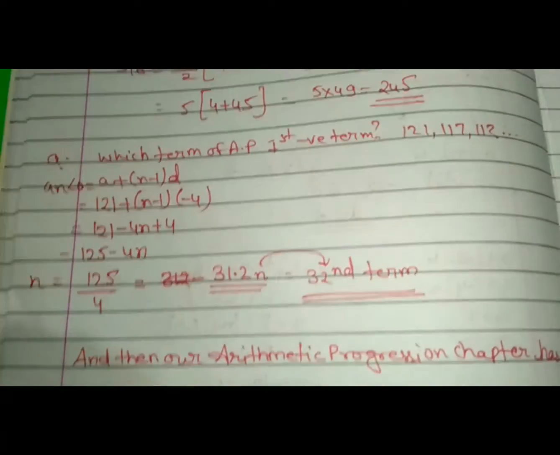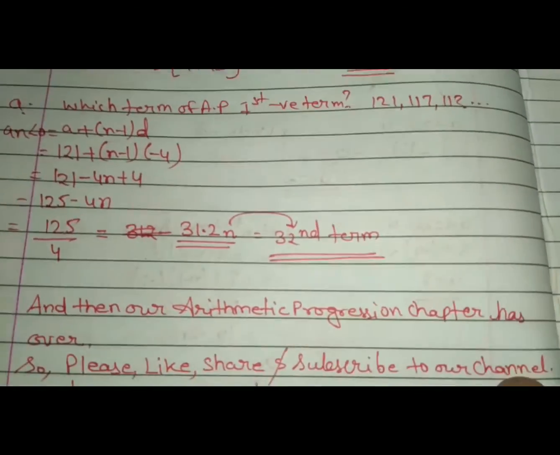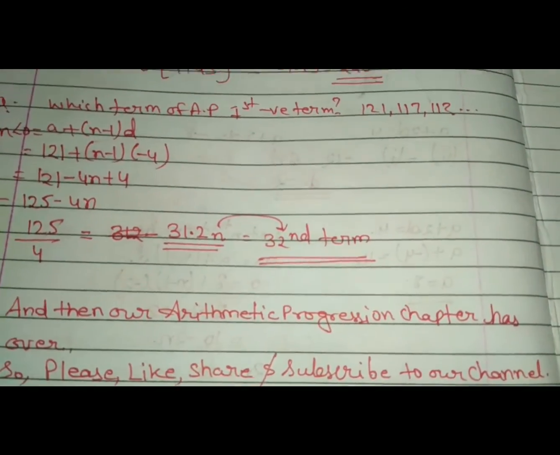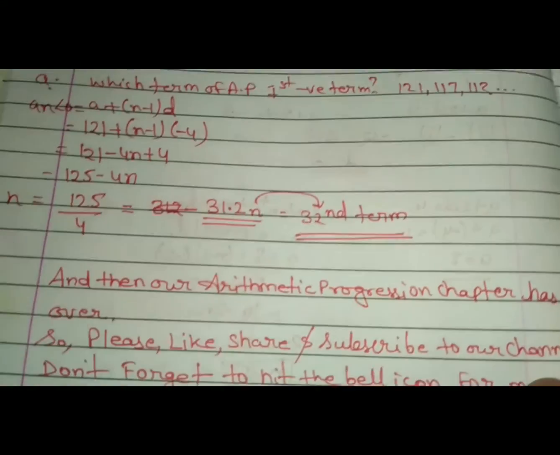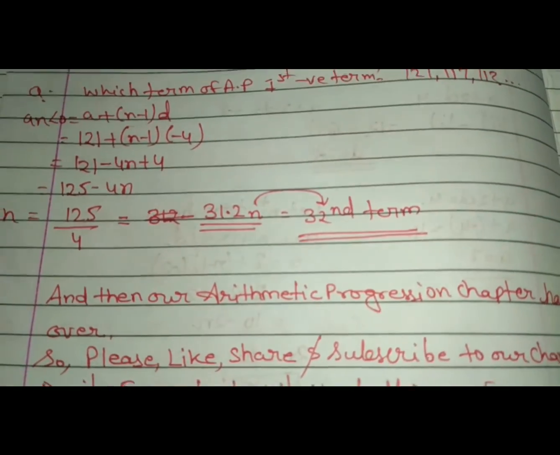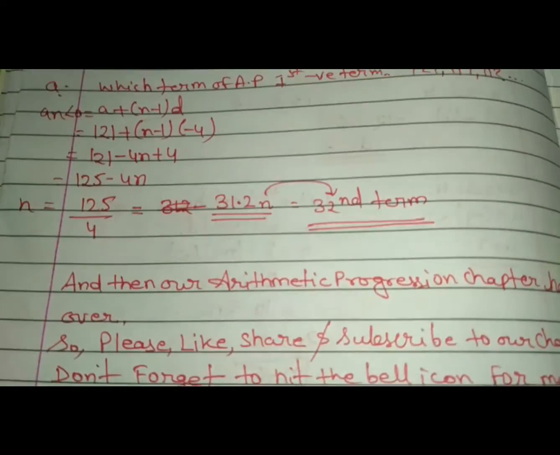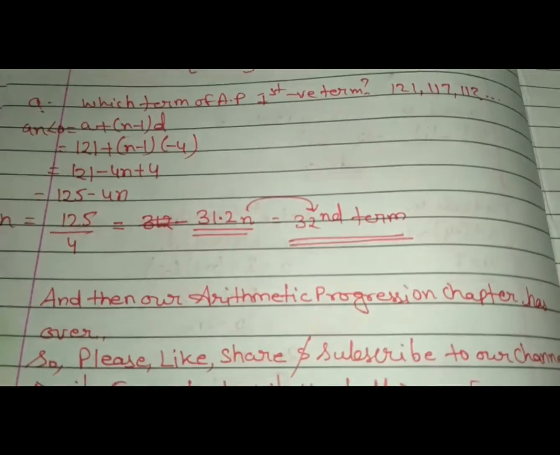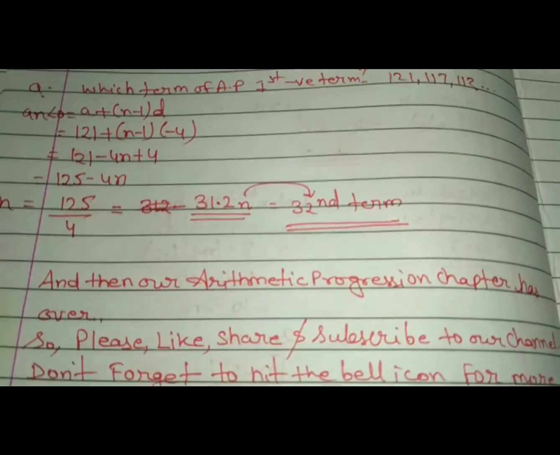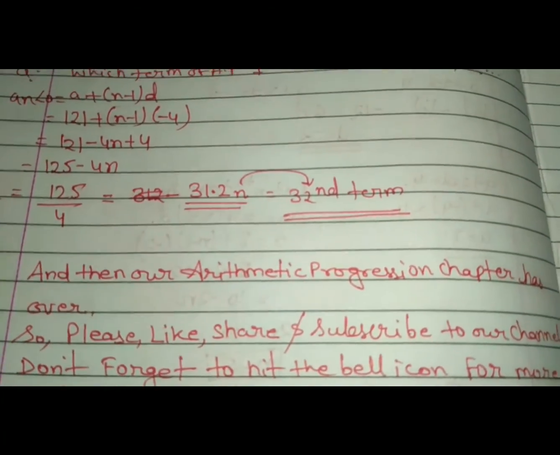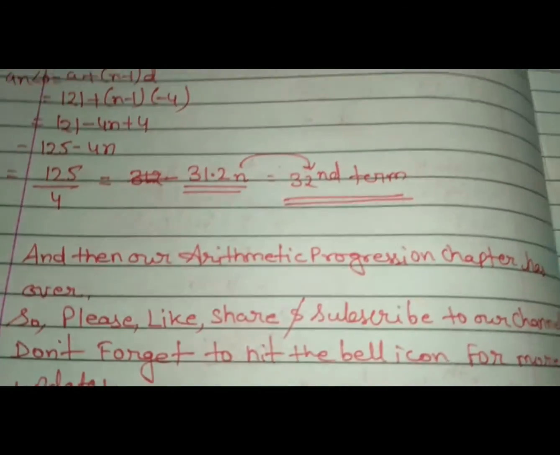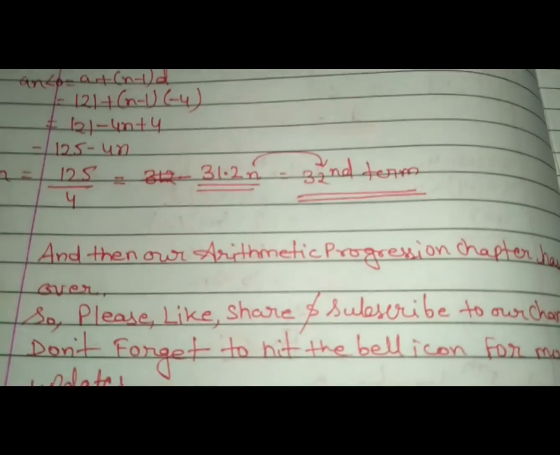And here we will get the next question, which term of an AP is the first negative term. We are given an AP 121, 117 and 113. So an is less than 0, that is a plus n minus 1 into D. We put it here. So 121 plus n minus 1 into minus 4. So 121 minus 4n plus 4. So 121 plus 4, that is 125 minus 4n. So n is equal to 125 upon 4. That gives us 31.25, that is equal to the 32nd term.